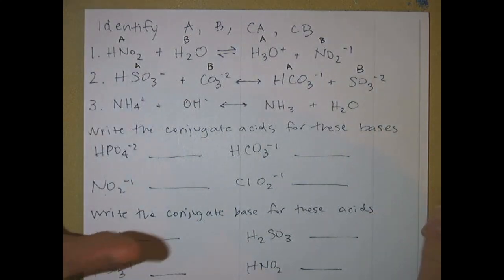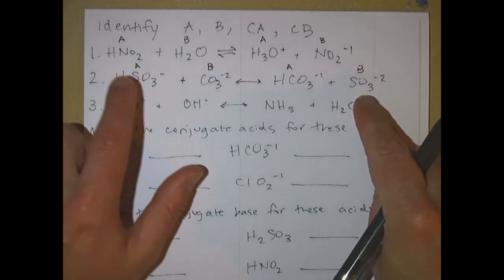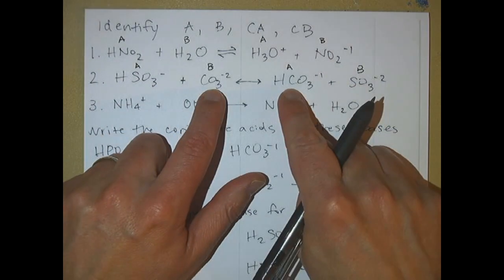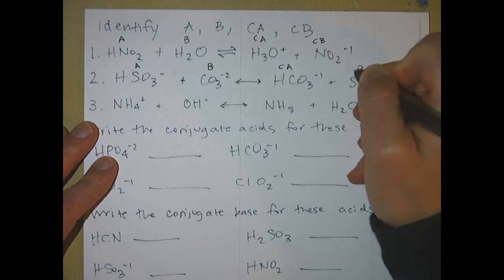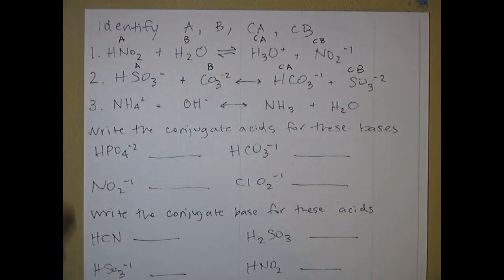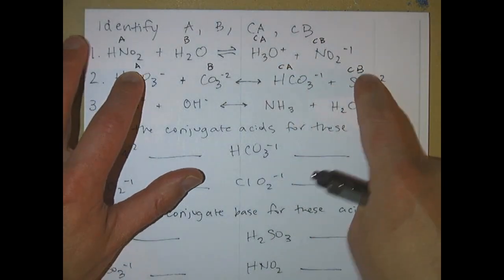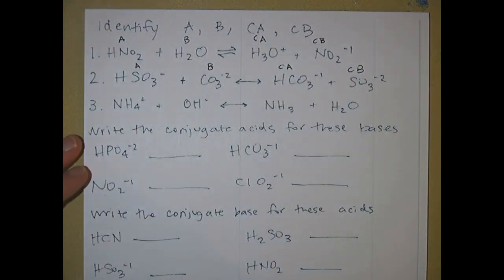And again, this worksheet doesn't ask you to do it, but these are the conjugate acid-base pairs, an A and a B, and an A and a B. Technically, if you wanted to, you could call these CA, CB, CA. Just so you know that an acid will always have a conjugate base, and a base will always have a conjugate acid, if you read them in either direction.